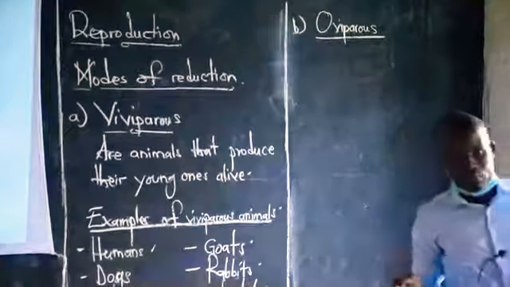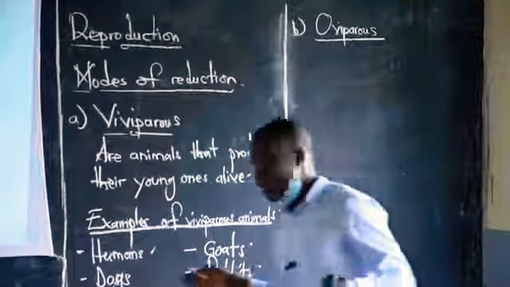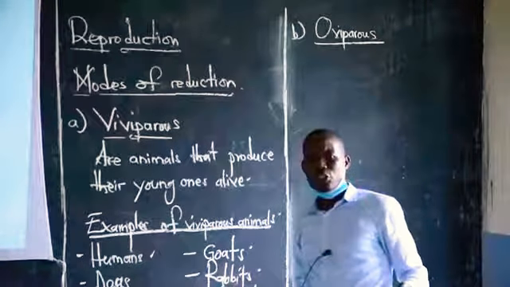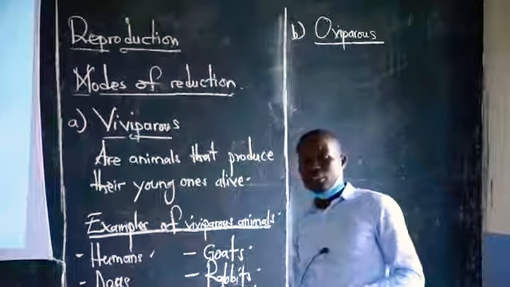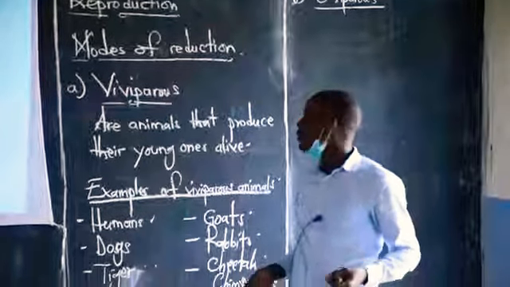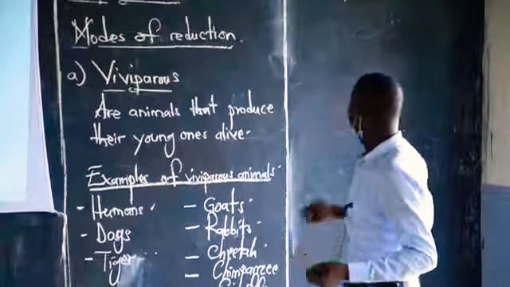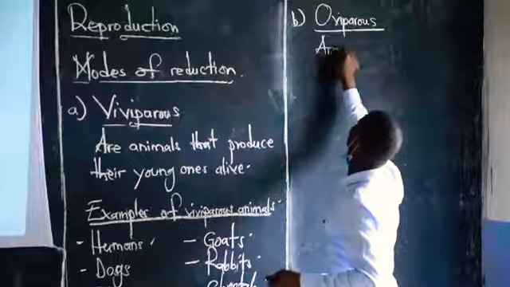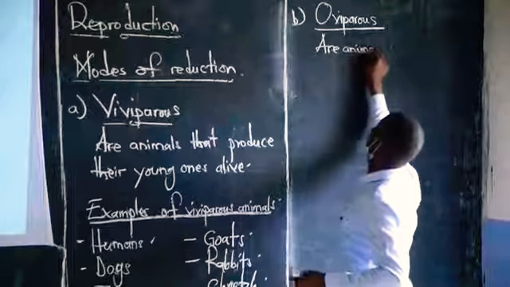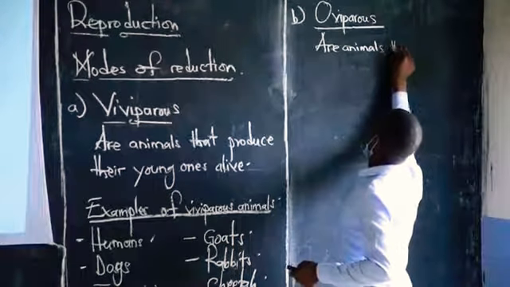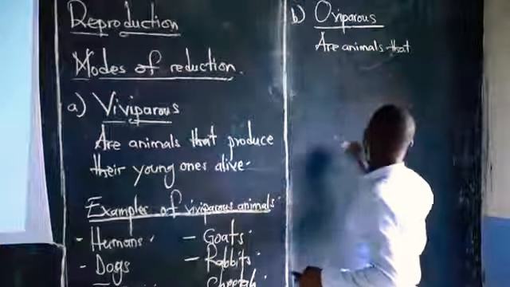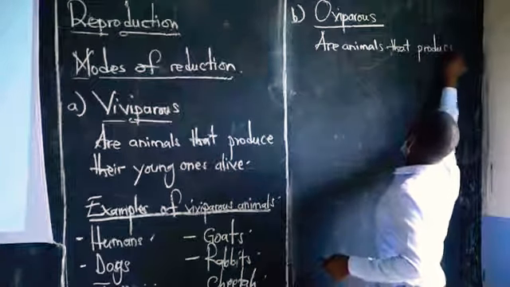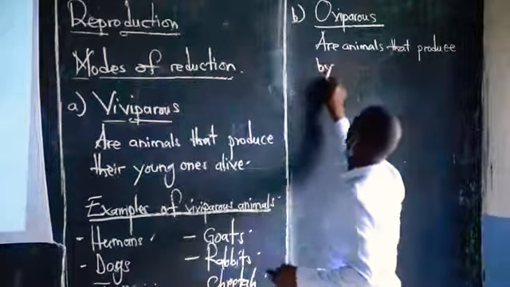Animals classified as oviparous lay eggs. This is different from the mammals which give birth to young alive. For these animals, they lay eggs. Different animals lay eggs, but I can first define this. So you can say oviparous animals are animals that reproduce by laying eggs.